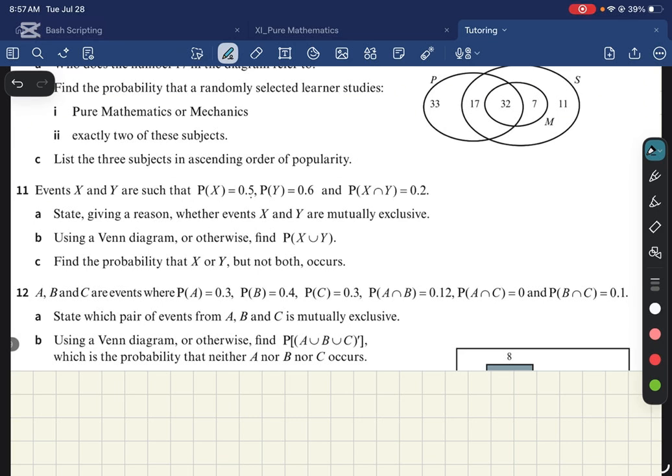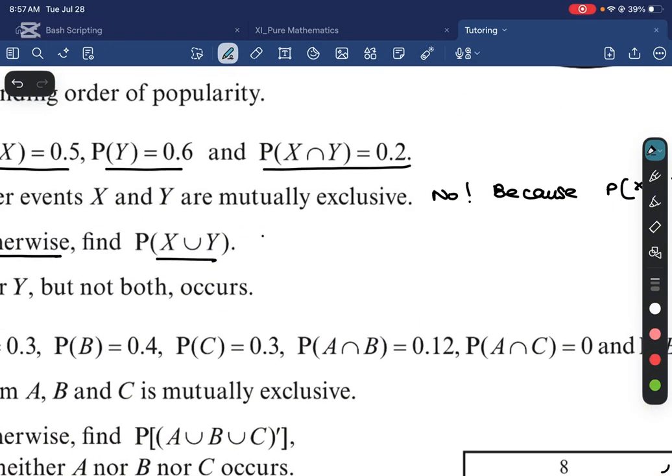Events x and y are such that probability of x is this, probability of y is this, probability of x and y is this. State giving a reason whether events x and y are mutually exclusive. No, because probability of x and y does not equal 0. All right. Using a Venn diagram or otherwise, find P(x or y), right?